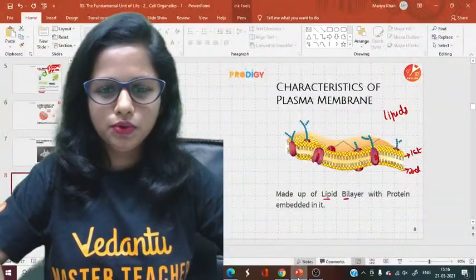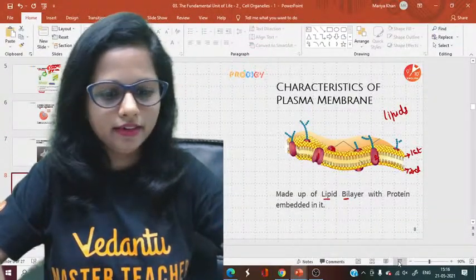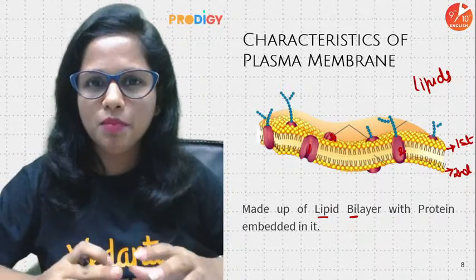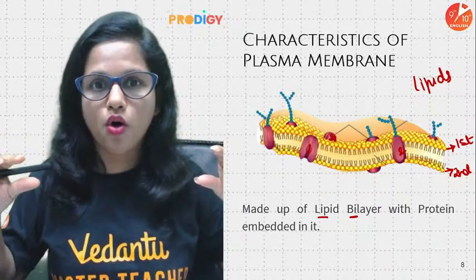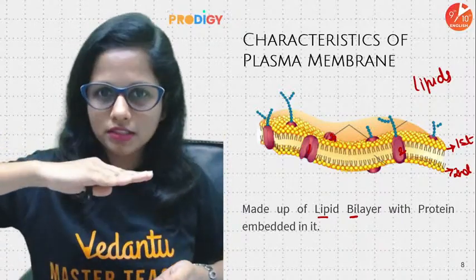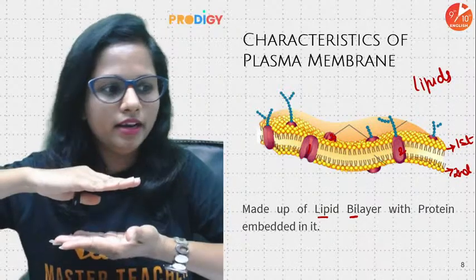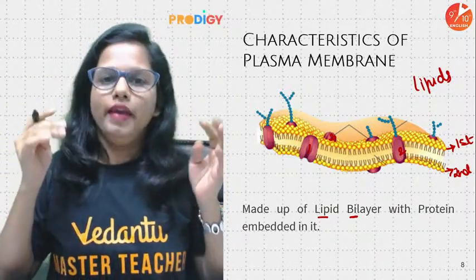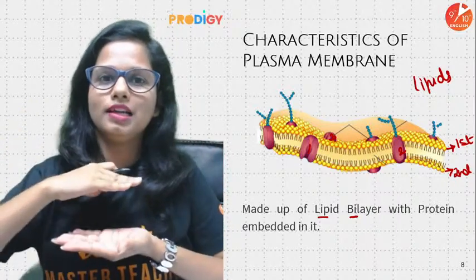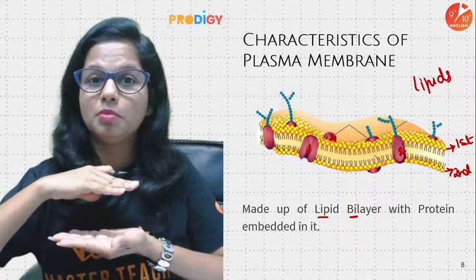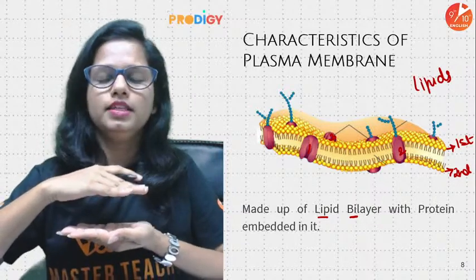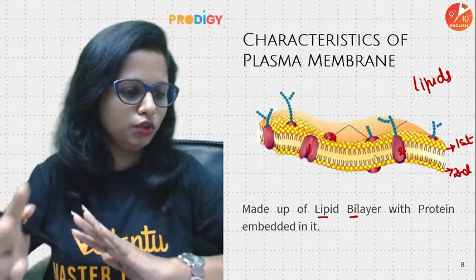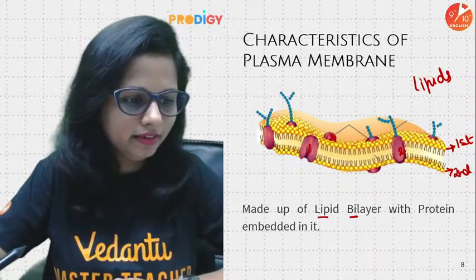So yeah, let's get started. I'll repeat that the plasma membrane is made up of two layers of lipids. Like I take one slice of bread and another slice of bread, and in between I poke some toothpicks. Exactly the same way, the bread slices will represent the lipid layers, and the toothpicks will represent the protein molecules.